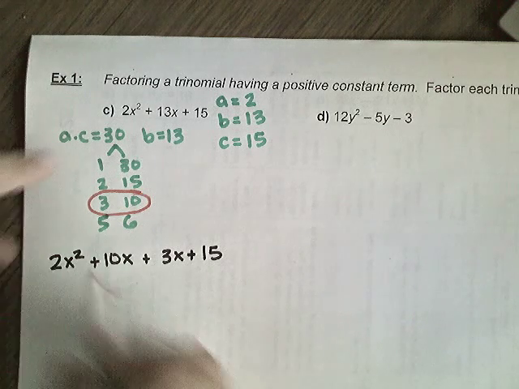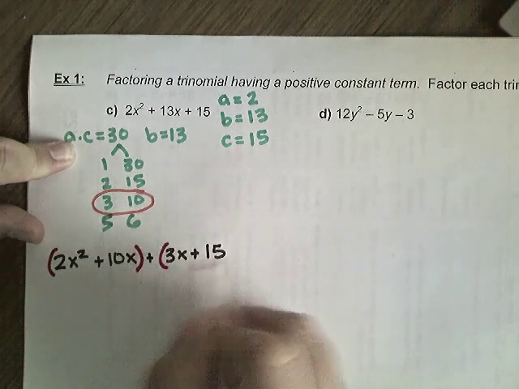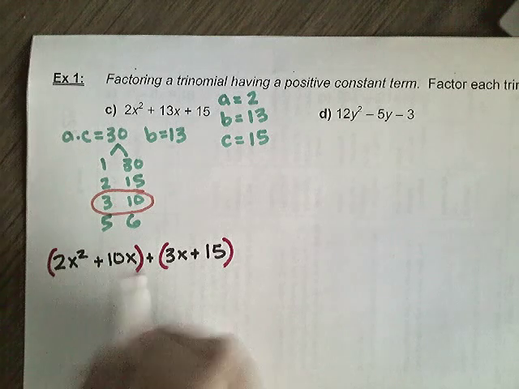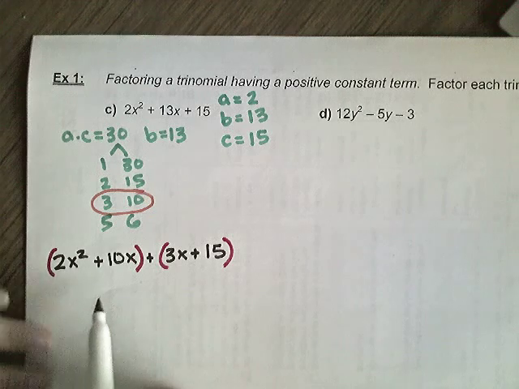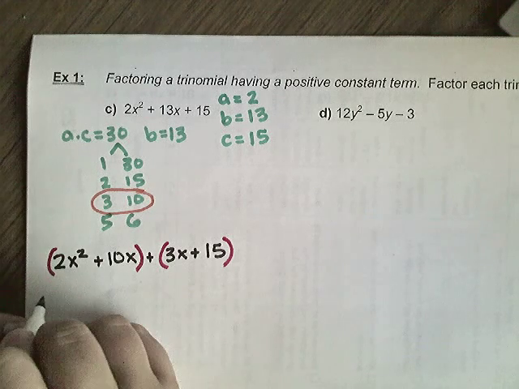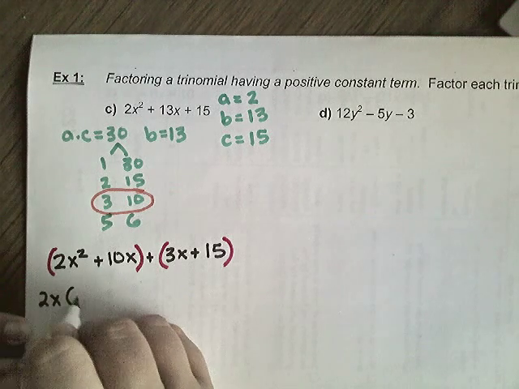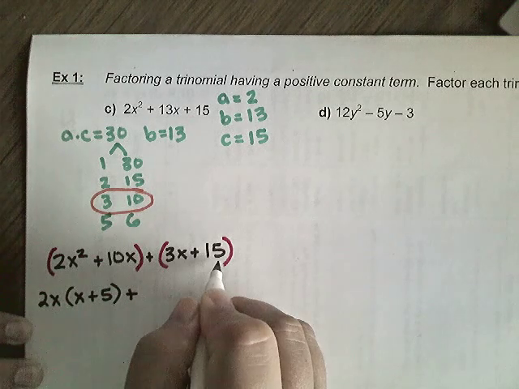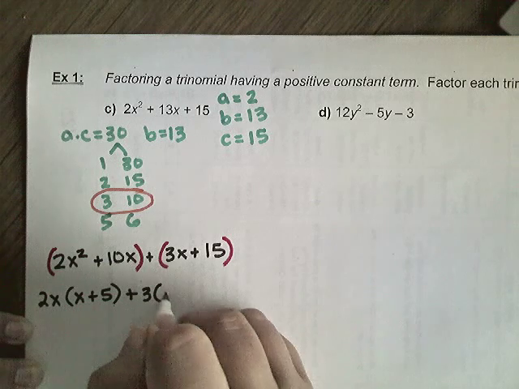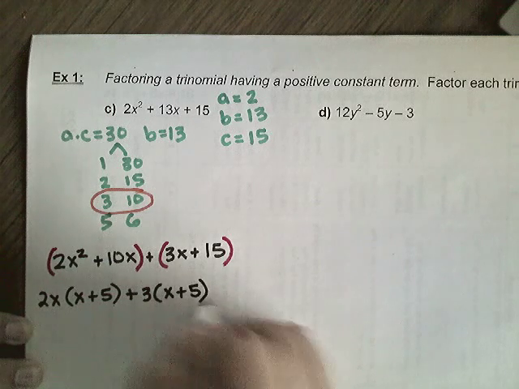So we have 4 terms, so we're back to factoring by grouping. We have a plus in the middle, which is what we're supposed to have when we factor by grouping. What's the GCF of our first term? That would be 2x. We're left with x plus 5. What's the GCF of our second term? That would be 3. And again, we're left with x plus 5.